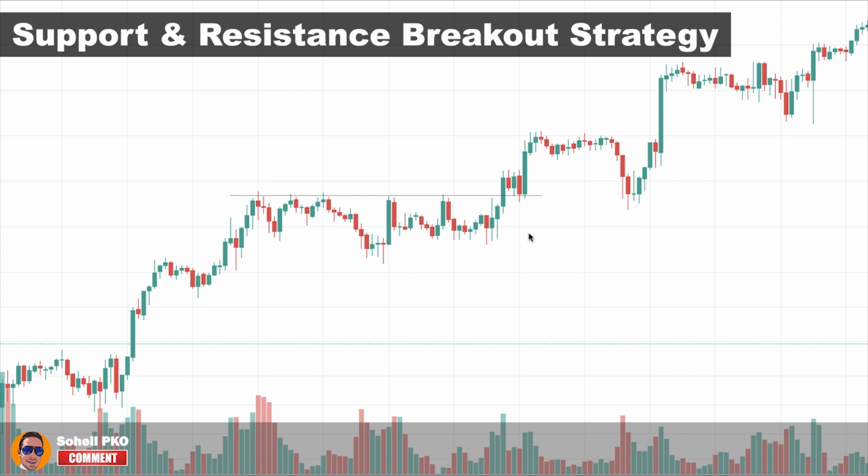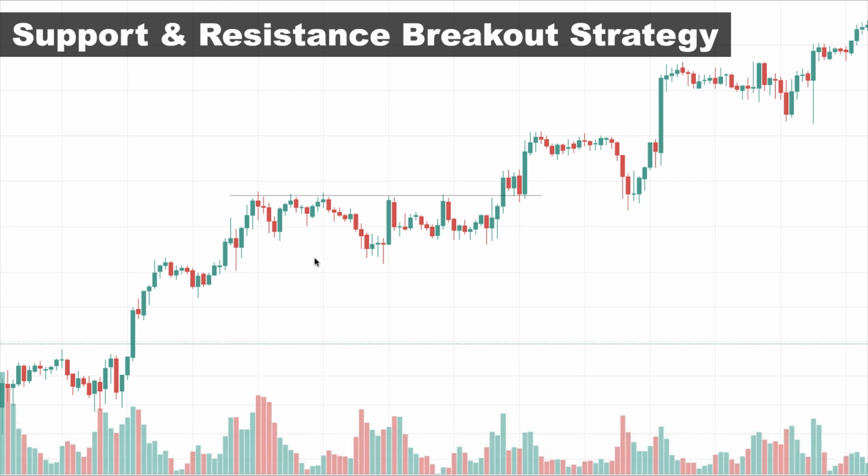I just mentioned that a breakout of a support or resistance level can happen, and we can take advantage of this break to enter a trade. Actually, breakout strategy is one of the most popular and commonly used strategies in financial markets. Breaking out of a support or resistance level can happen in different situations.